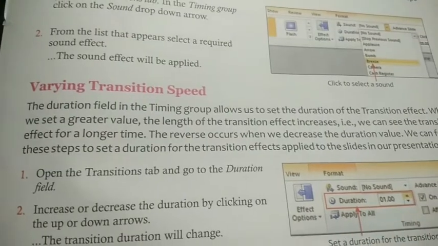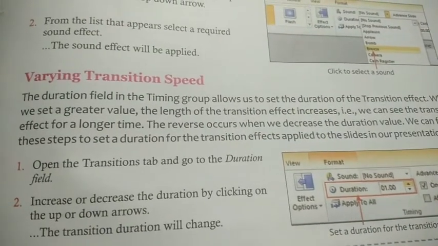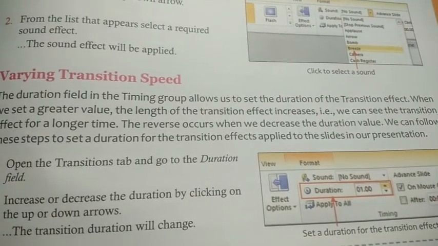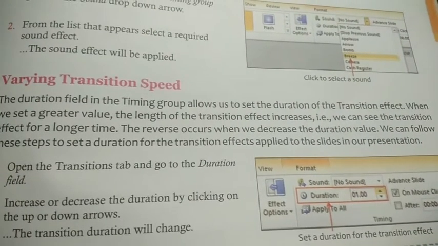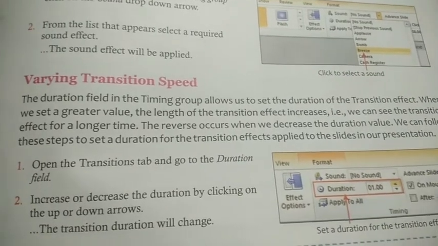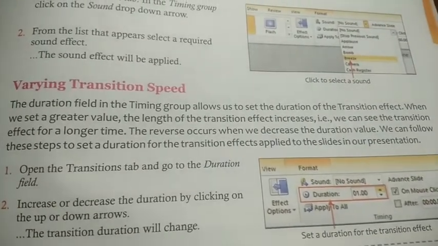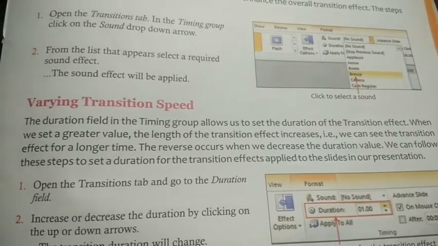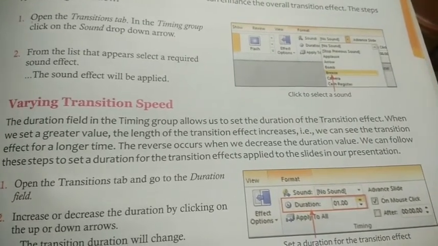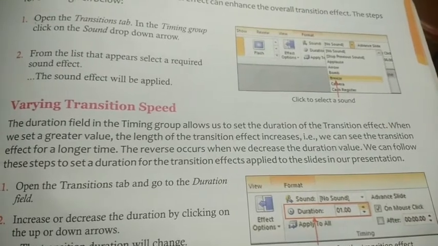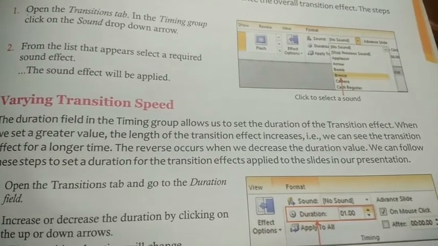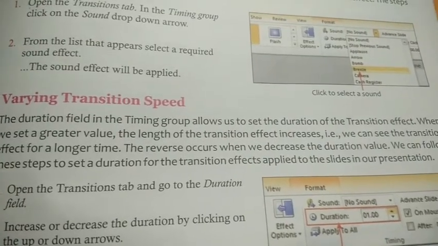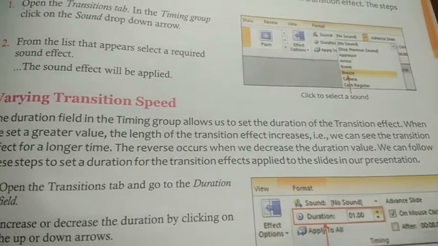Okay. Next, varying transition speed, which means the duration. The Duration setting in the Timing group allows us to set the duration of the transition effect. So when we set a greater value, the length of the transition effect increases. So we can see the transition effect for a longer time. The reverse occurs when we decrease the duration value.